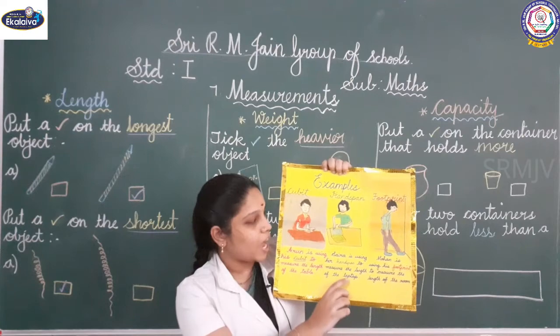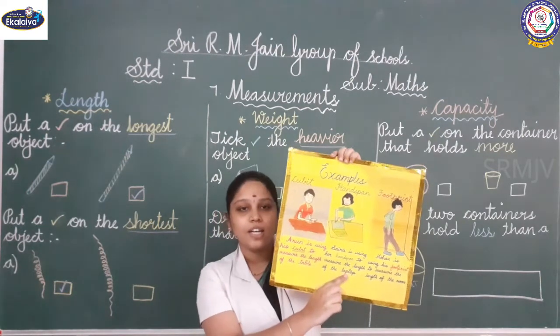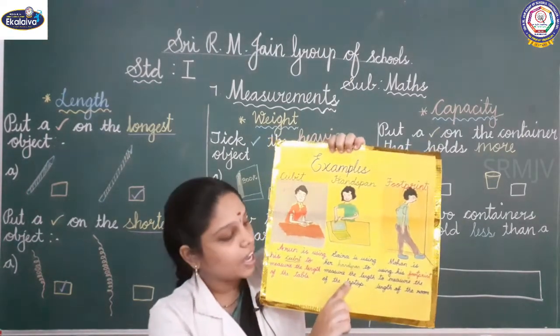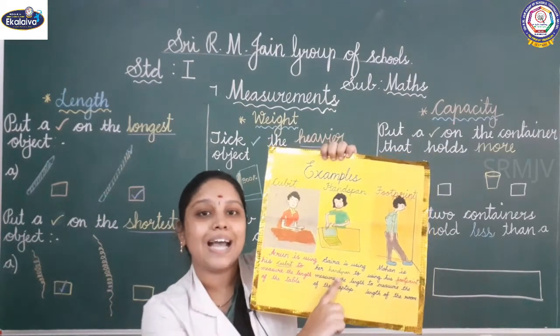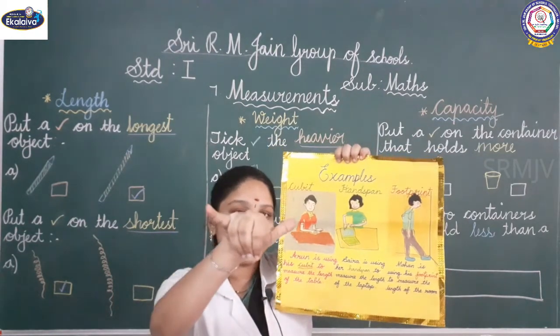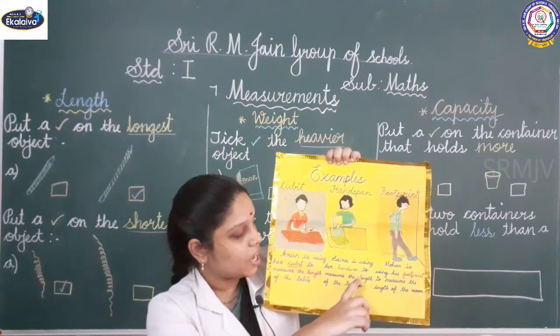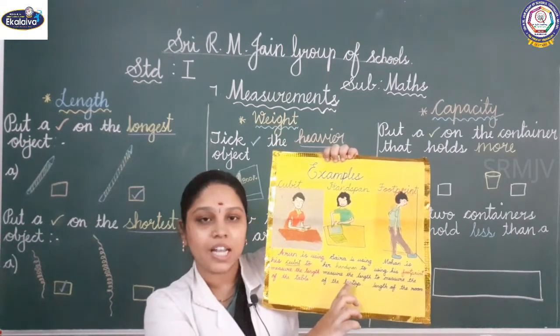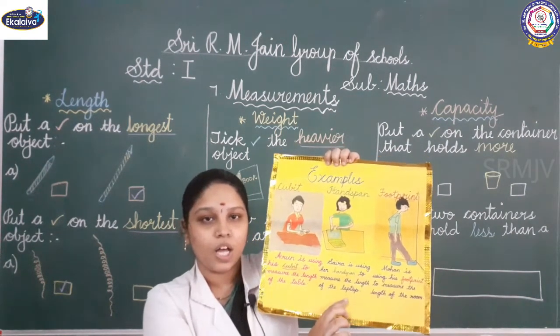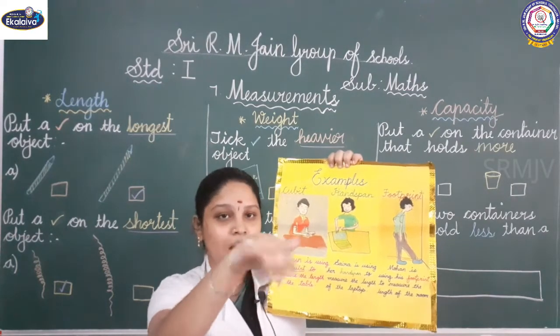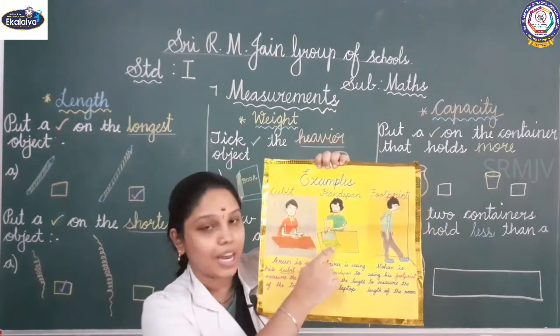And handspan, here is a girl. The girl's name is Saira. Okay, Saira is using her handspan. She is using her handspan. This is a handspan. Using her handspan to measure the length of the laptop.